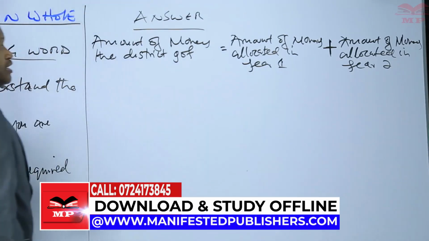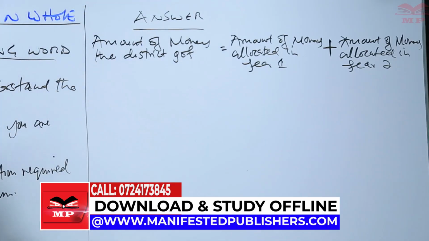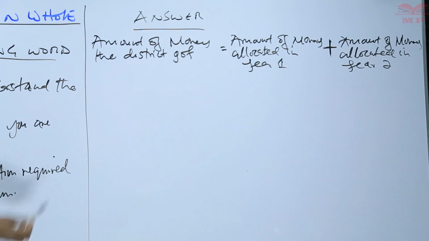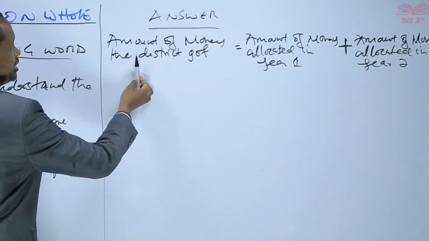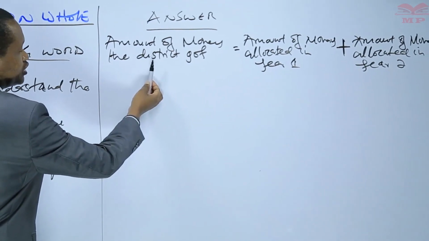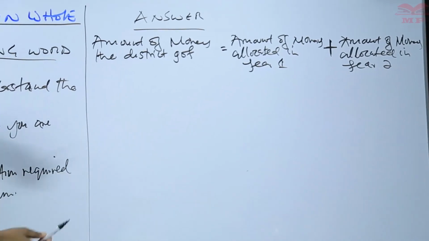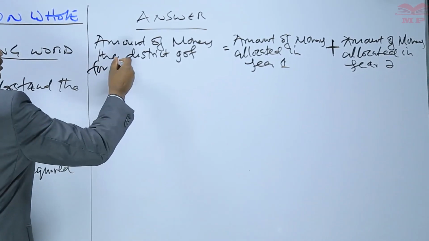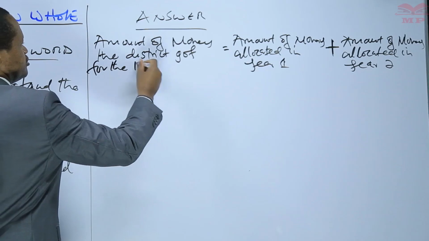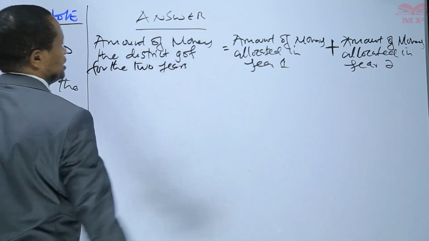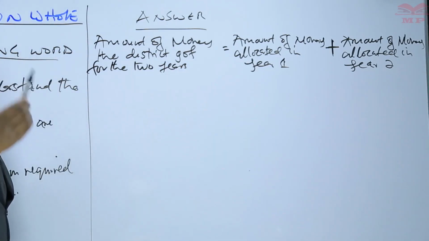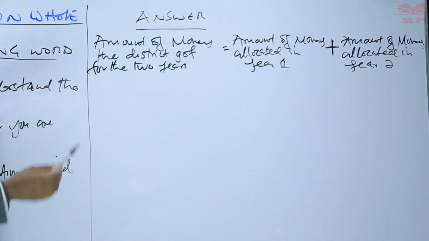What is the problem again? What are we required to do? We are required to calculate the amount of money the district got for the 2 years. The amount of money the district got for the 2 years. That is what you are required to do. Okay?